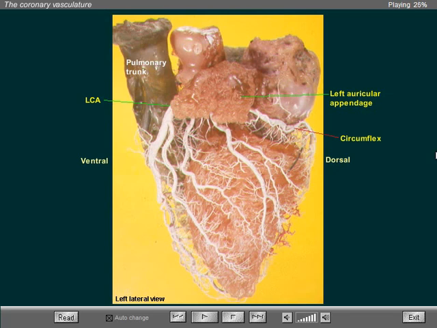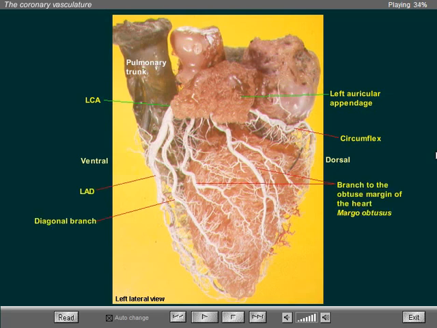Note that the left ventricle is supplied by white branches that come off the left anterior descending and the circumflex branch of the left coronary artery.